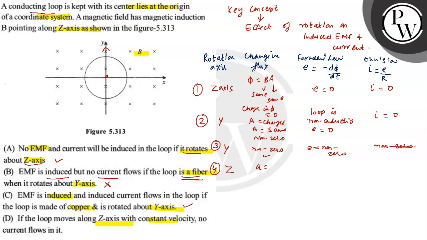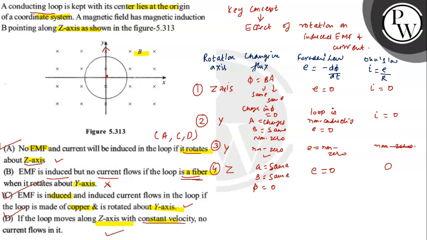Now the loop moves along the z-axis. That means the area is the same and the magnetic field is also the same. That means the change in flux is 0, and if the change in flux is 0, induced EMF is 0 and current is 0. So if the loop moves along the z-axis with a constant velocity, no current flows in it. This is correct. That means options A, C, D are the correct answer.